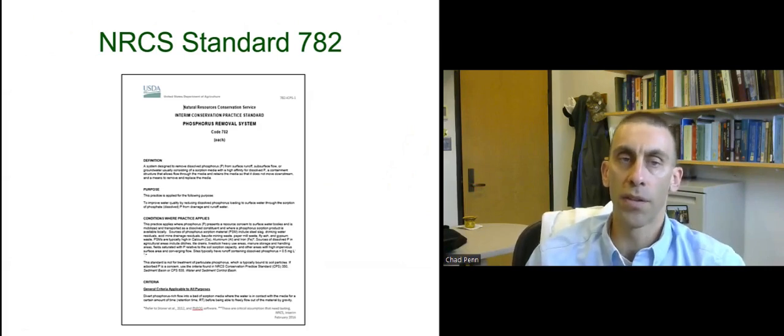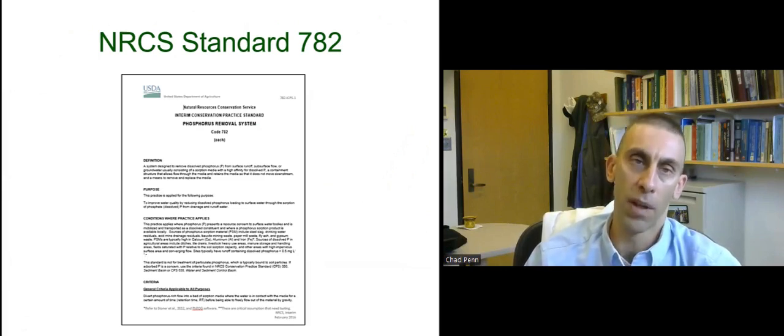The P removal structure is cost shared in some states through NRCS standard 782. The blind inlet has a separate standard. I can't recall what it is, I'm sorry. But again, a modified blind inlet is a type of P removal structure.